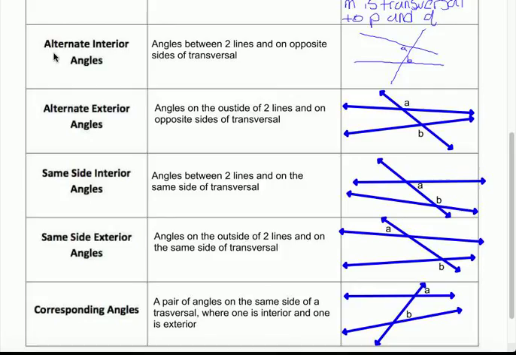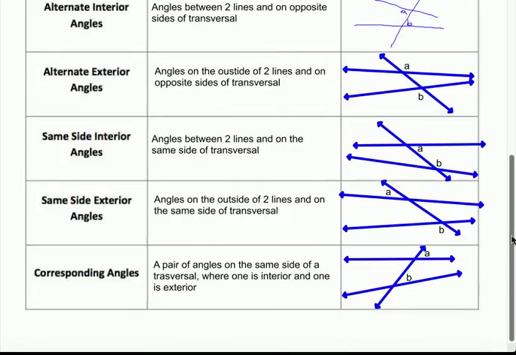Alternate interior angles have to be on alternate sides of the transversal and in the interior of the lines. So A and B are on opposite sides of the transversal, but they're both interior to the two lines. Alternate exterior, also opposite sides of the transversal, but now they're both exterior angles, so they're both outside of the space between the two lines. Same side interior, so they're on the same side of the transversal and they're both interior. Same side exterior, they're on the same side of the transversal, but they're both exterior.